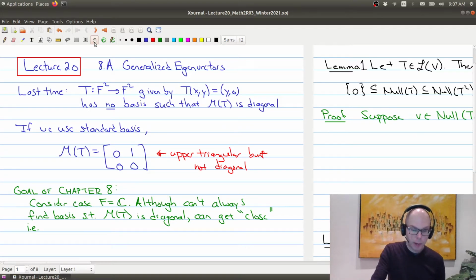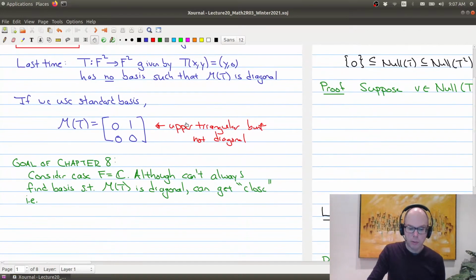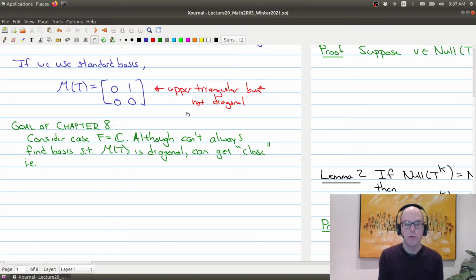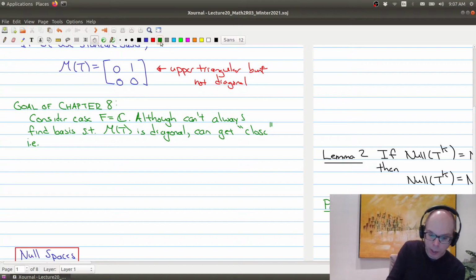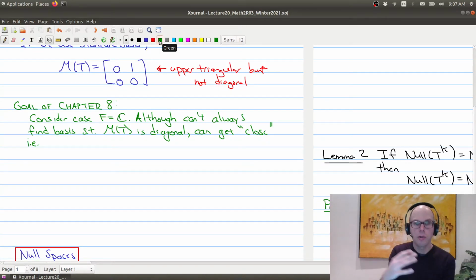In chapter 8, they ask the question: how much further can you push this? We're really going to focus on the case of the complex numbers. Although you can't always find a basis such that the matrix is diagonal, you can get close. That's our goal in chapter 8: to see how close we can get to being diagonal. It's good to show you the answer so you can keep track of how far we are getting towards it.